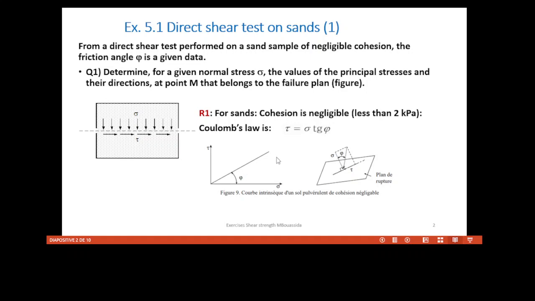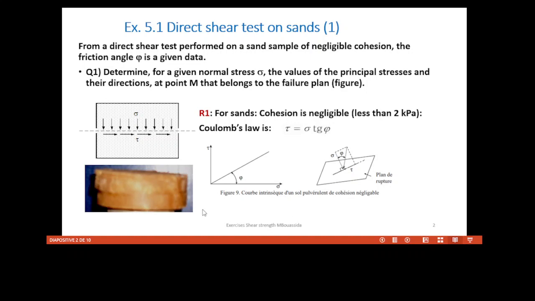between the stress vector on the facet or plane and the normal to this facet is the friction angle phi. And here we can see a given failure plane, the normal and the stress vector, and the angle in between equals the friction angle.